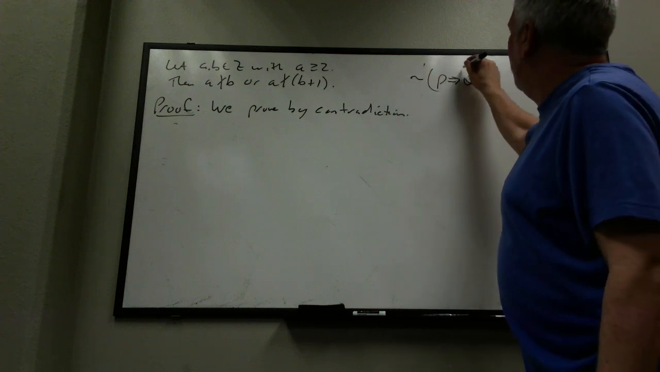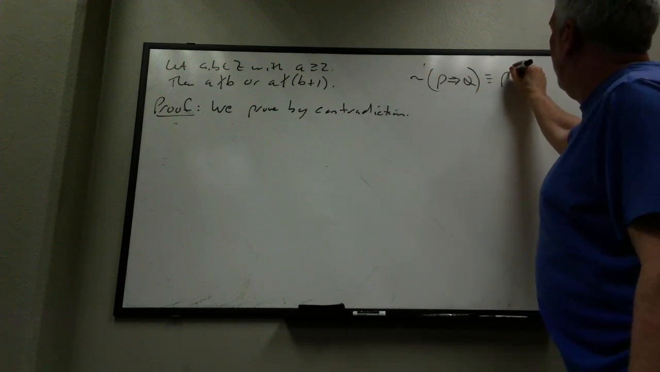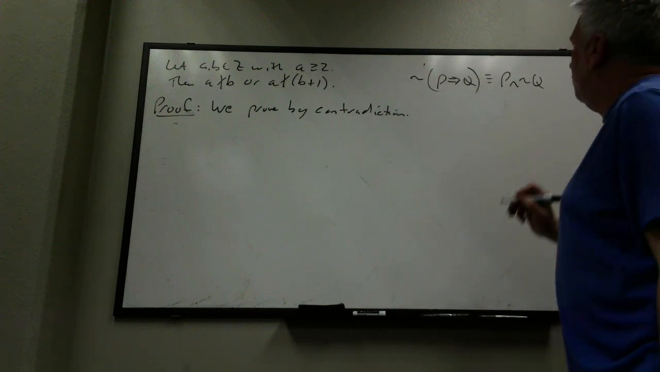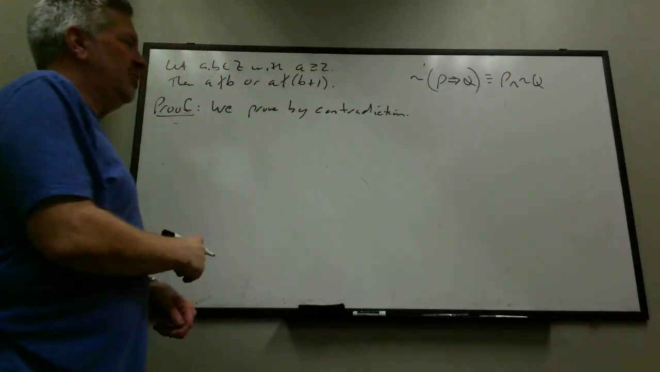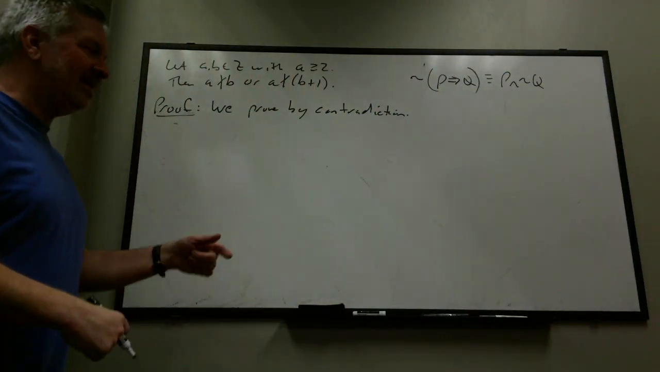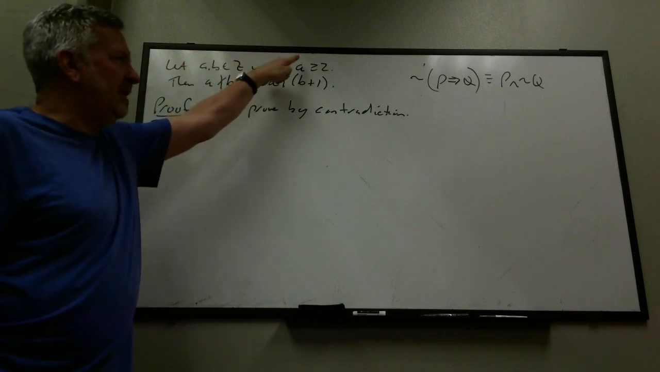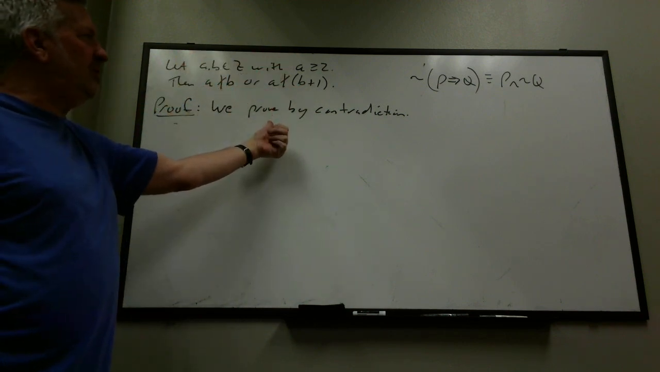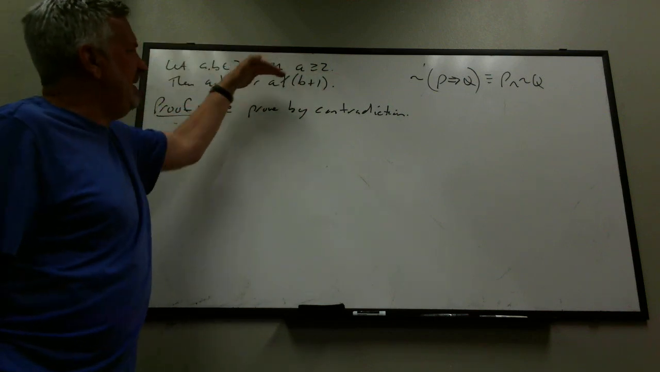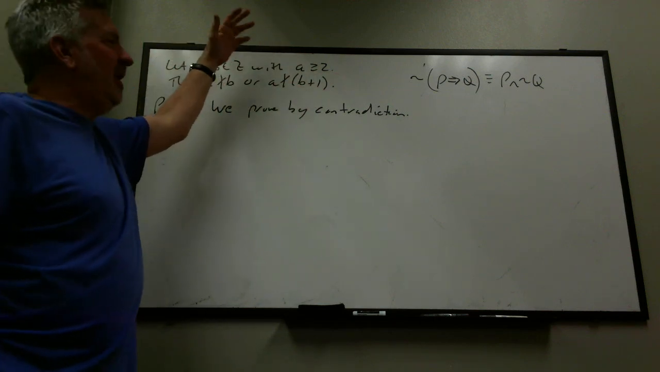What's the negation of P implies Q? Remember, that's P and not Q, right? So for contrapositive, you would just assume not Q, and you would show not P. But for contradiction, what do we assume? We get P and not Q. So we have a lot to work with here.